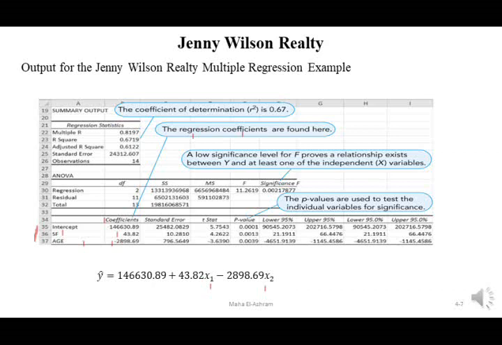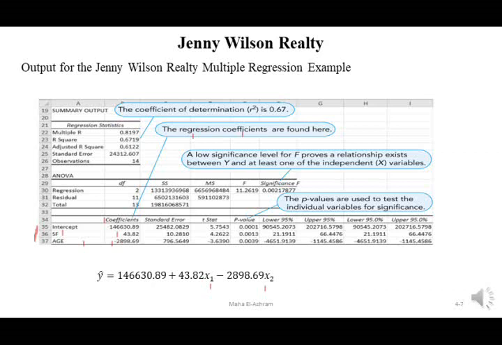And then X2 is the age of the house. Here is the coefficient of the age. So now, from this table, I can compose the equation. This will be your first target when you look at the output: to compose the equation, or how to write it down, in other words.